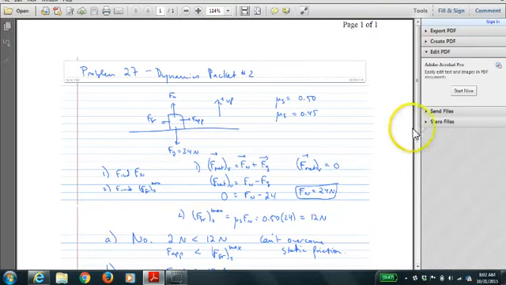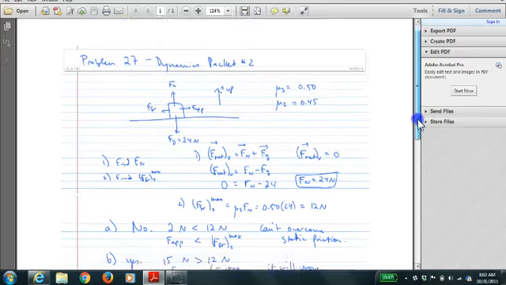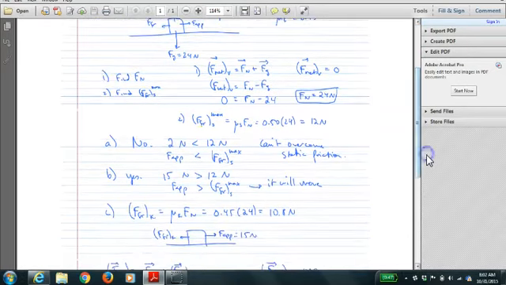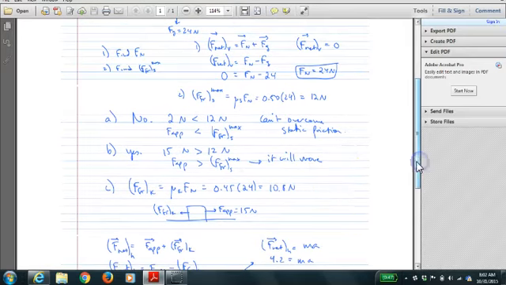And so what they're asking is, if you push with 2 newtons, is that enough to overcome the maximum static friction? And the answer is no. 2 newtons is less than 12 newtons. The applied force is less than the maximum static friction, so you can't overcome static friction. Okay. Then they say, well, what if you push with 15? Is that enough? Yes, because 15 is bigger than 12, so it will move.